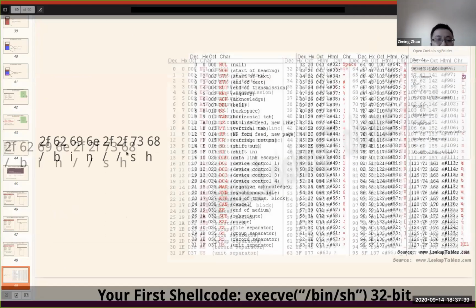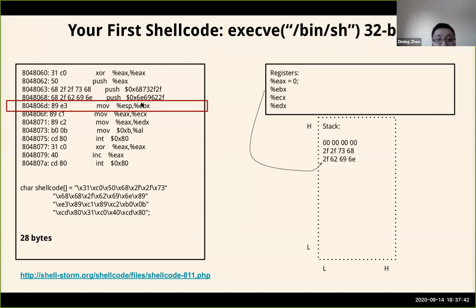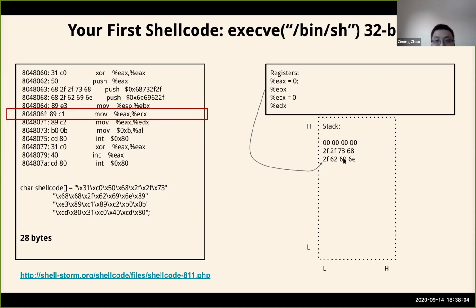So now we have this string here, and this string is pushed to stack, right? So which means right now the ESP points here. The ESP has the address of our string, which is bin sh. Then we move ESP to EBX. So now EBX points to this address, okay? Then we move EAX to ECX, and EAX is 0, so ECX will also be 0. The last one is we move EAX to EDX, so EDX is also 0.